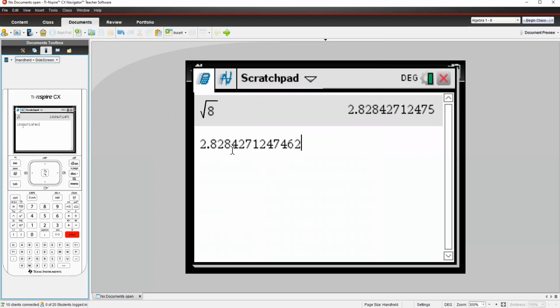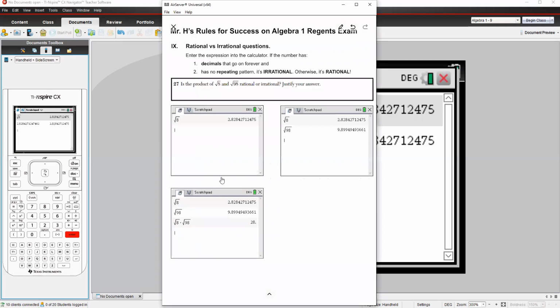So the first condition is true. This has decimals that go on forever. I'm going to press enter, and you see that it rounds it again. Now, the second part is, does it have a repeating pattern? Is there some pattern that you can see among these numbers? There isn't one. What that means is that square root of 8 is an irrational number. So if you go back, right underneath the square root of 8, you should write IR, which stands for irrational.